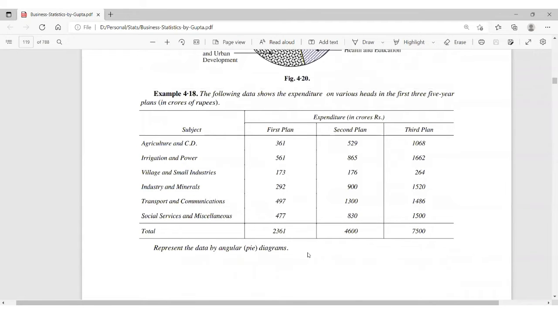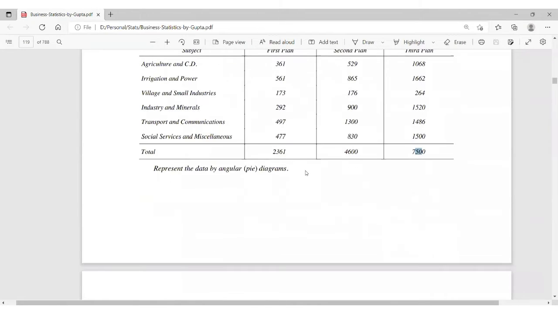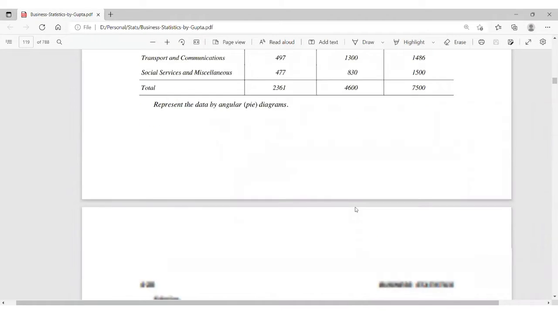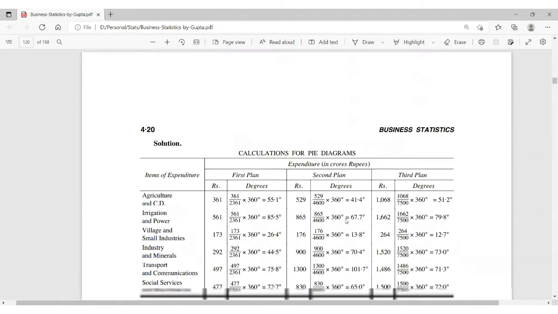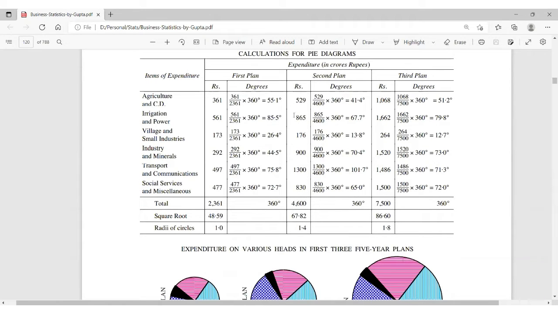Similarly, this one. Now this is 3. Because it represents 3 circles, we have to find the data by this. What you do? Add the square root of all these 3s. First of all, the angle in the similar way, what I have taught you. Total is this, square root is this.